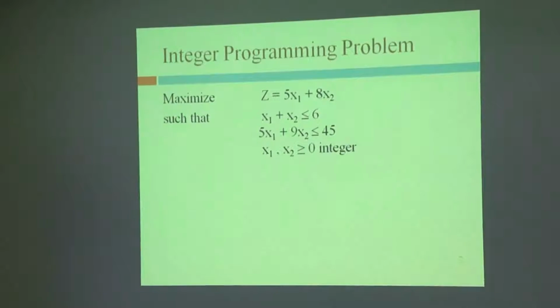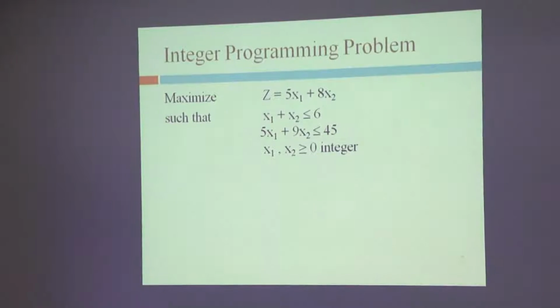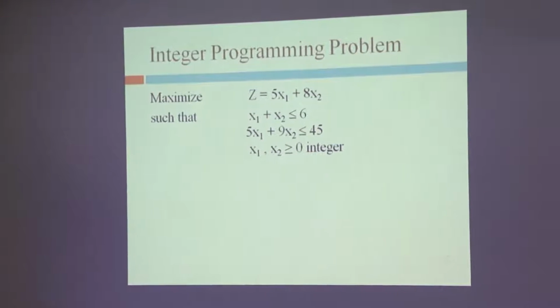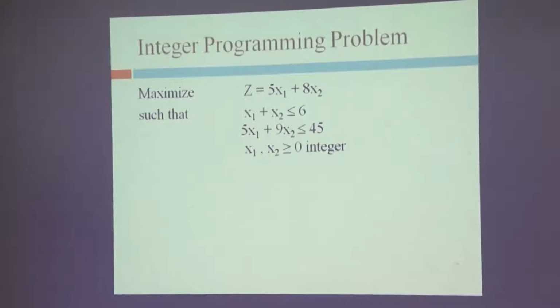And all the feasible solutions will be less than, below, within that region. Because we have said x1 and x2 should be greater than or equal to 0, we are looking at the positive quadrant, the first quadrant. Okay?